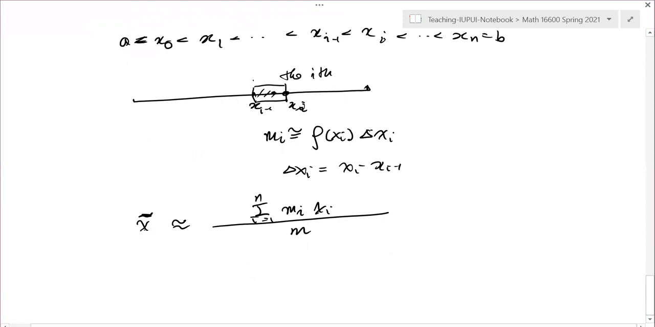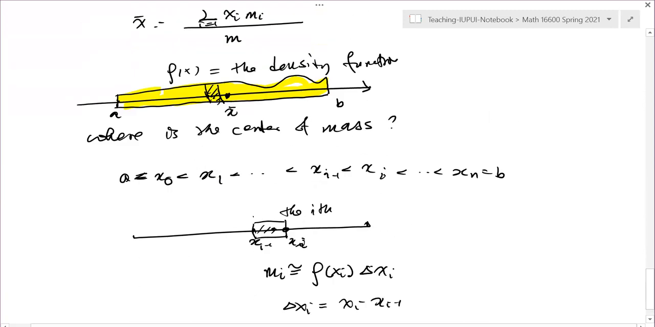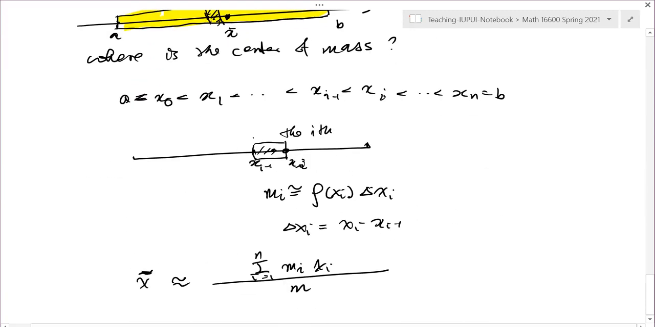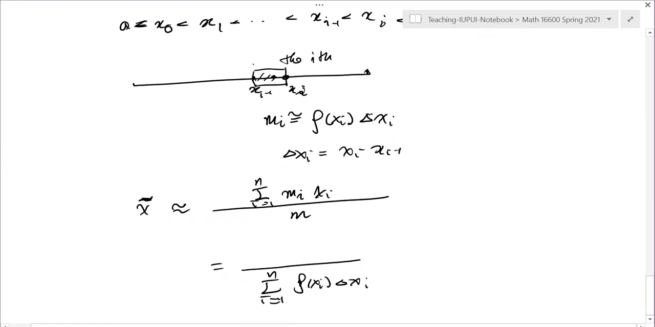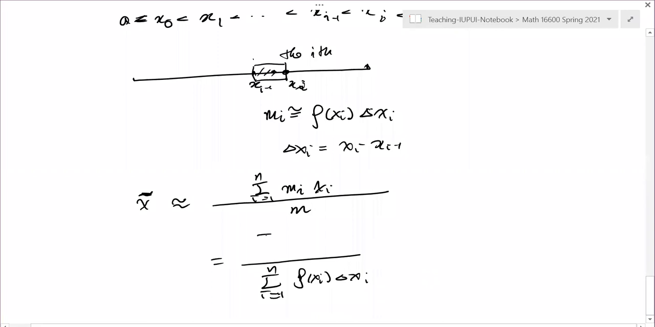Right. So then the center, by the similar formula above, we call this x bar. And what is the total mass? Total mass is the sum from i equals 1 to n of m_i, and m_i is going to be rho of x_i delta x_i. And the one on top, I put x_i times rho of x_i delta x_i.